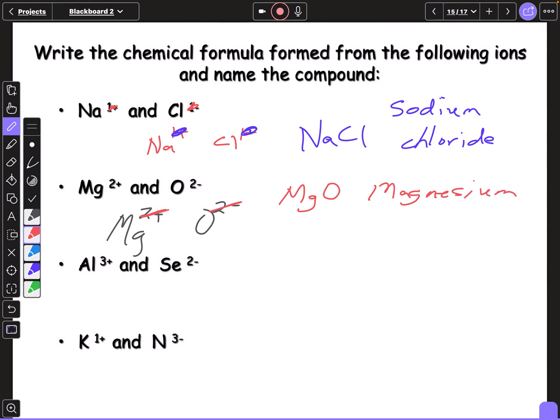Name the non-metal, drop the ending at IDE. Oxygen becomes oxide. Now there's one other way I could do this though.